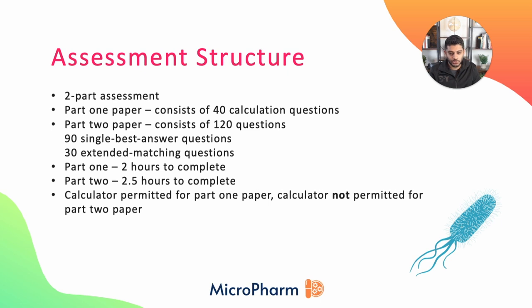And part 2 consists of 120 questions. 90 of those questions are single best answer. 30 of those questions are extended matching questions. So what do I mean by single best answer questions? Single best answer questions, you're going to have 5 options, and within those 5 options, you're going to answer with the option that's most appropriate. So there could be several options that are correct in the question, but one would be more appropriate than another.